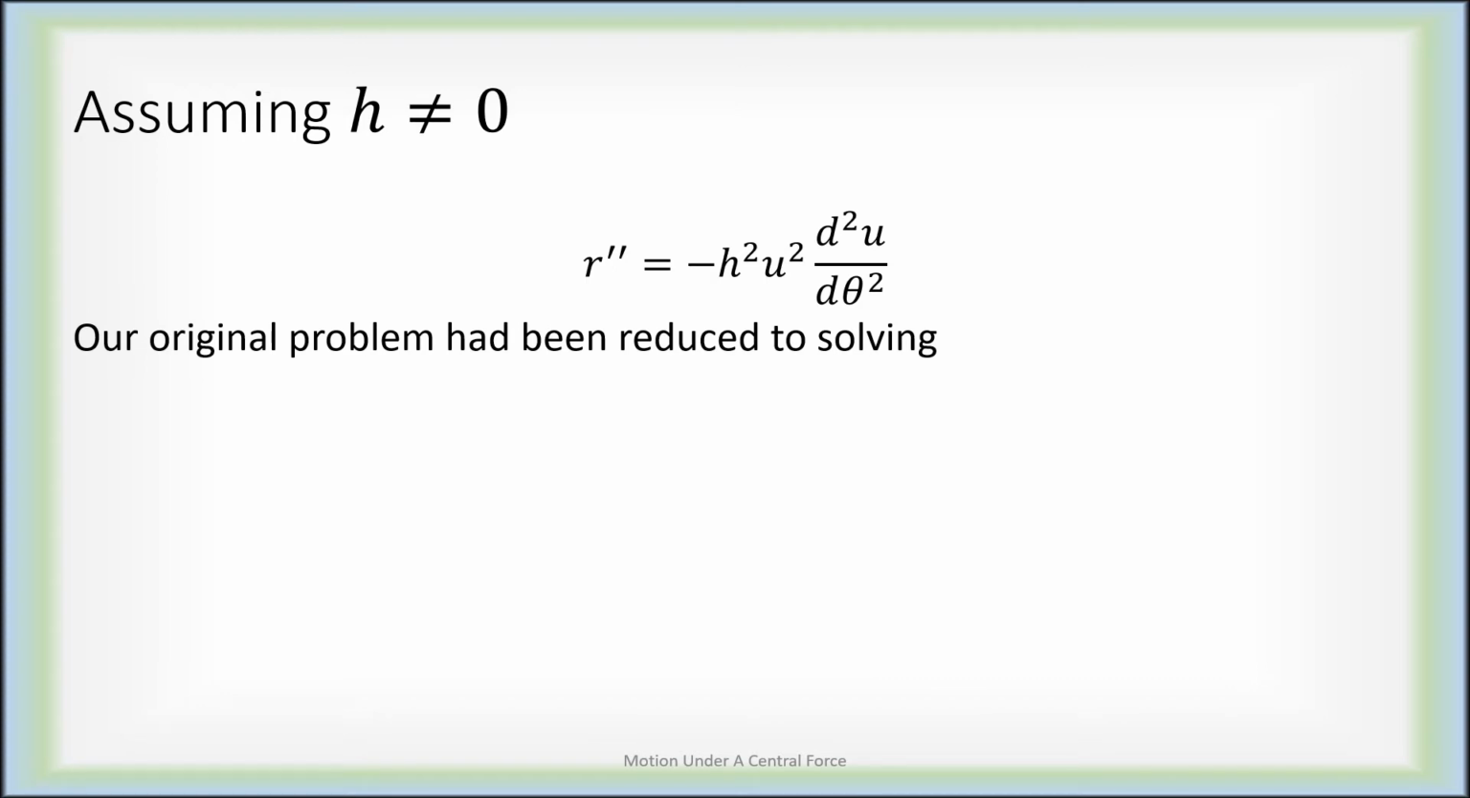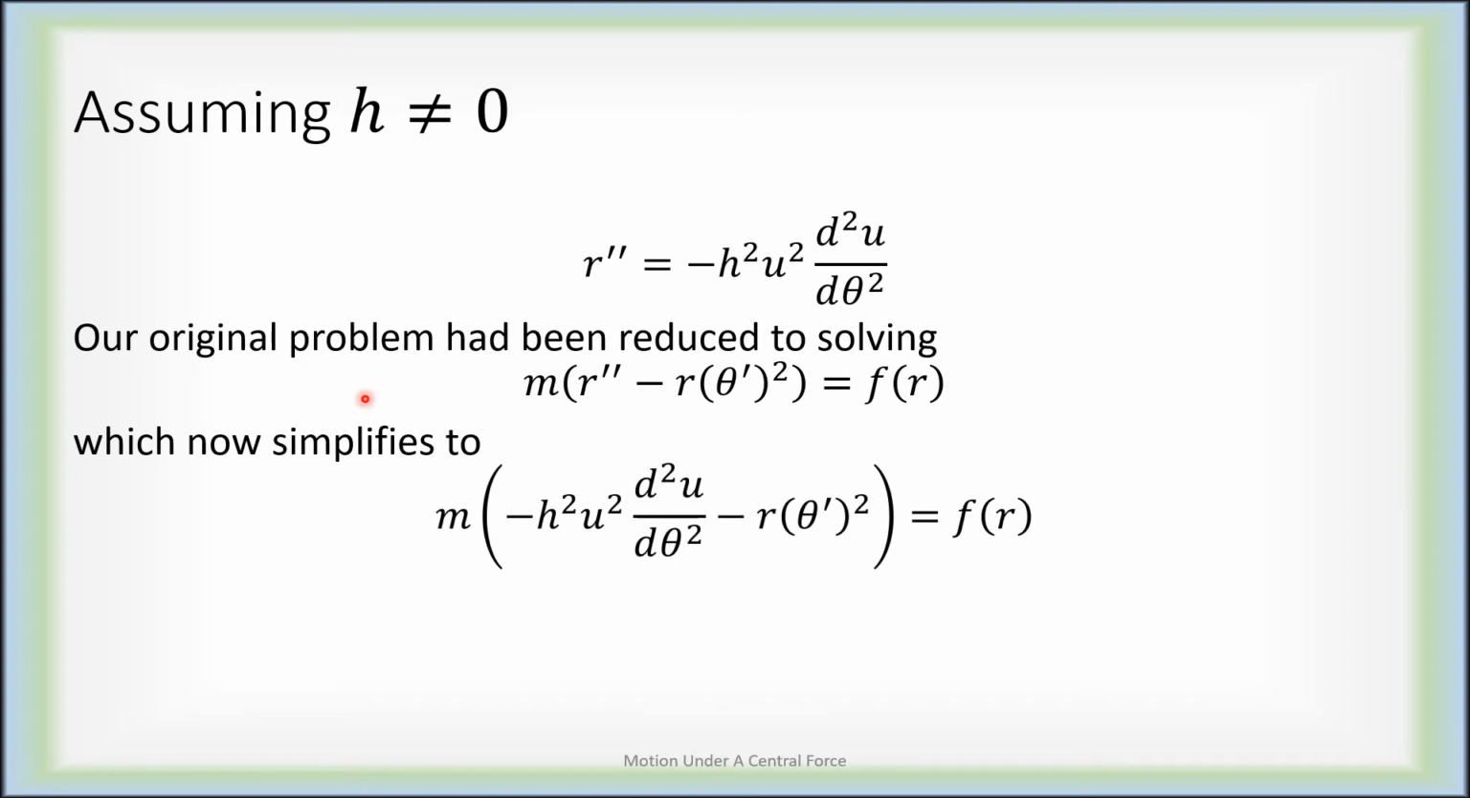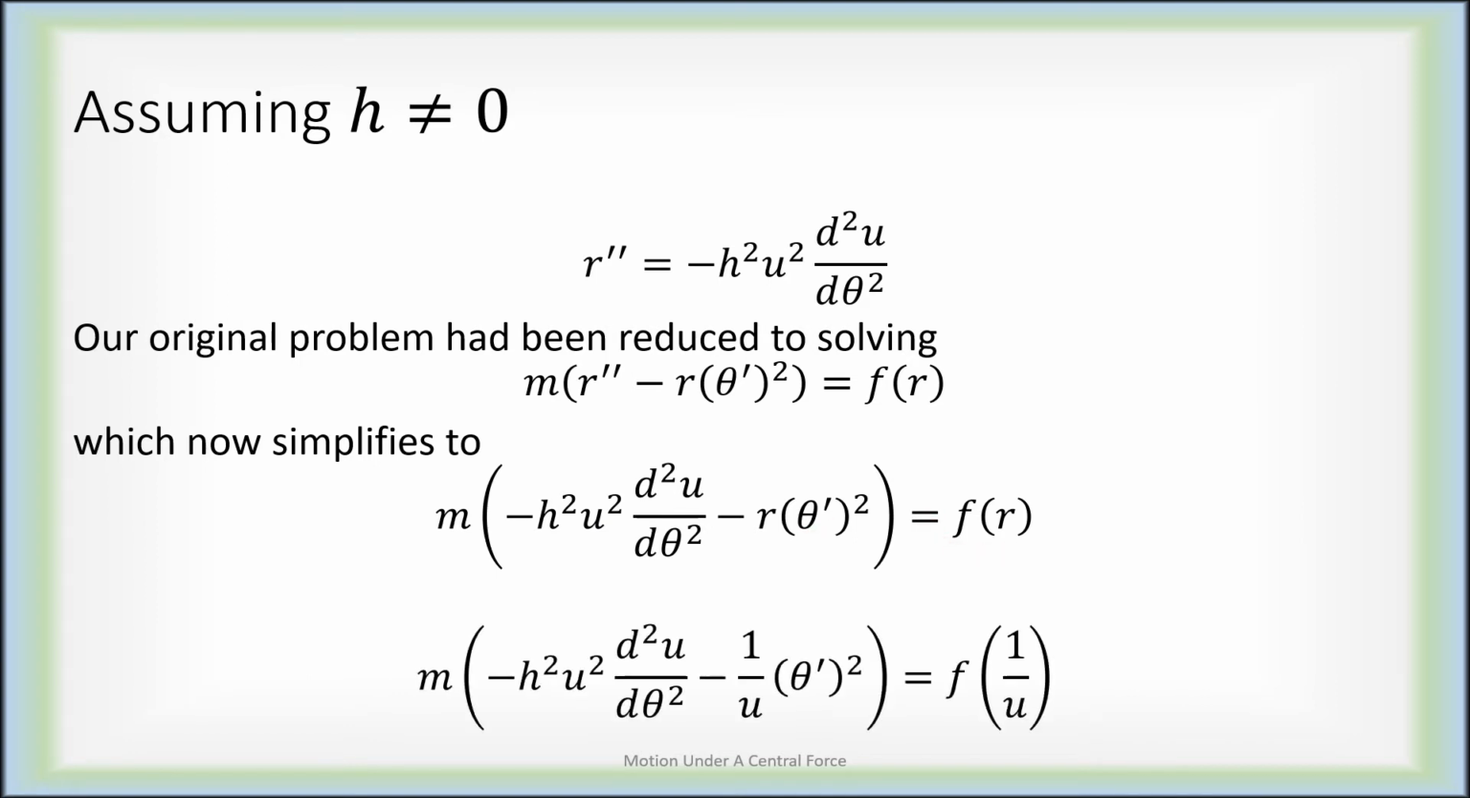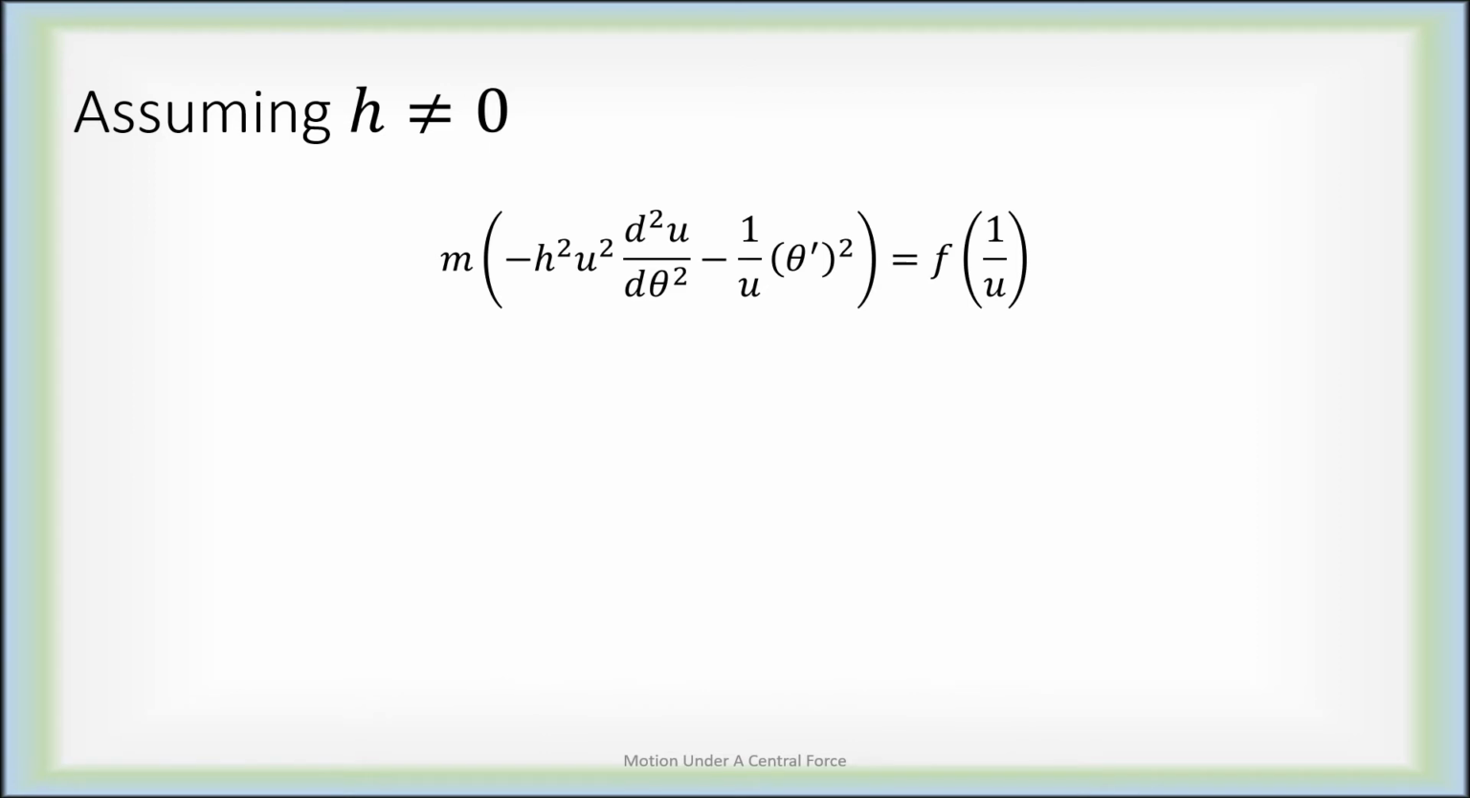So the original problem had been reduced to solving this. The mass m times r double prime minus r of theta prime squared should be f of r. But we've now determined that r double prime can be replaced in terms of theta. So we now have m times r double prime minus r of theta prime squared equals f of r. In terms of u, r is 1 over u, so I replace that there, and I replace it here. I don't want r's and u's floating around since they're defined in terms of one another. Okay, here is our differential equation.